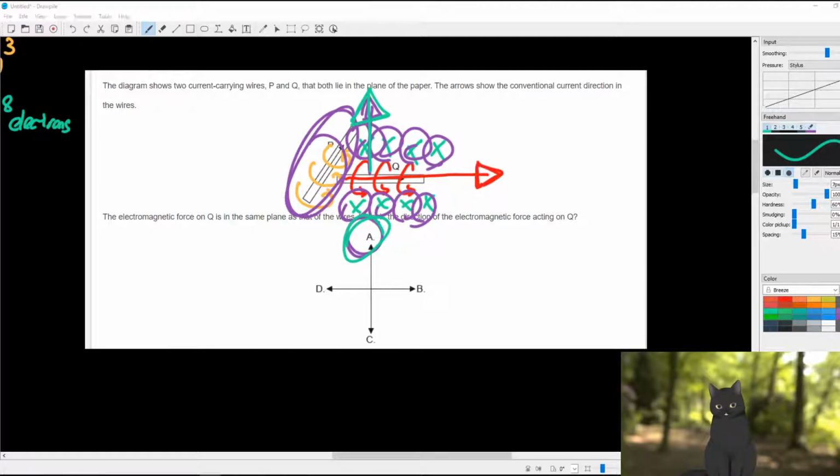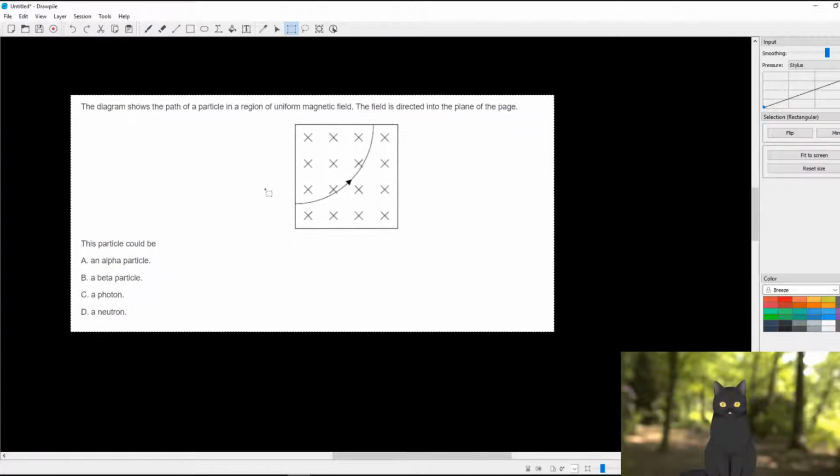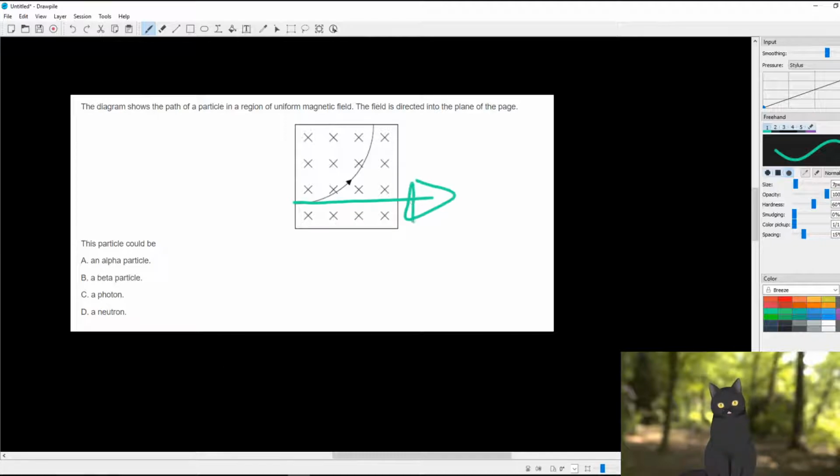Okay, one more you sent through. The diagram shows the path of a magnetic field. So the magnetic field goes into the page, and the field is directed into the plane of the page. So finger points into the page, thumb pointing upwards because the force is going upwards. That means the current is going this way. This is the direction of the current according to left-hand Fleming's rule.